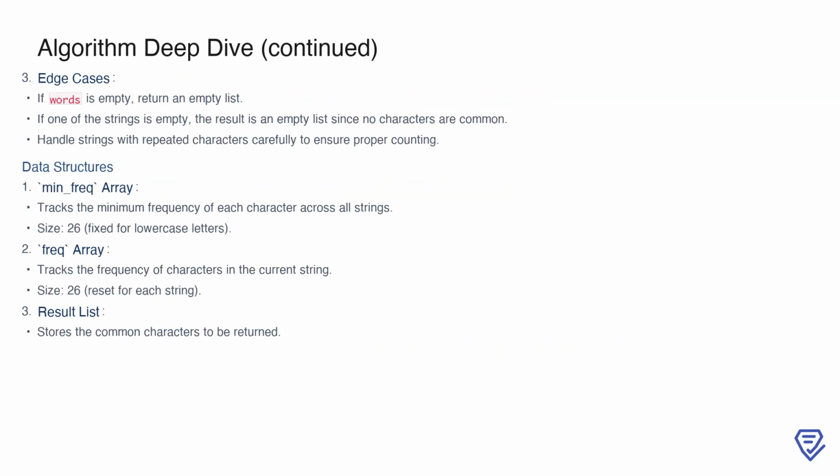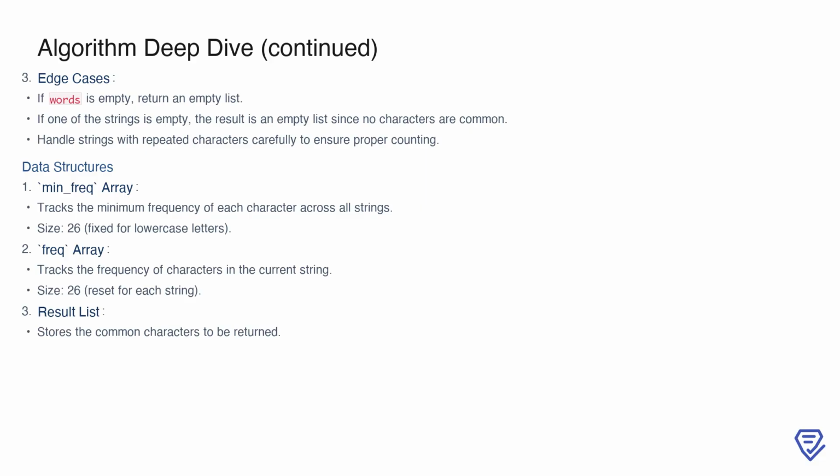It's important to consider edge cases to ensure the algorithm works robustly. For example, if the input words array is empty, we should immediately return an empty list because there are no strings to compare. Similarly, if any string in the array is empty, the result must also be empty since no character can be common. Another critical aspect is handling strings with repeated characters. The algorithm must carefully count these repetitions to avoid overestimating their frequency.